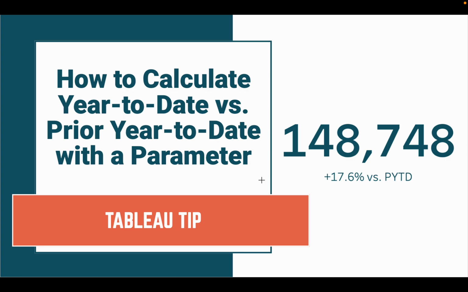In this tip, I'm going to show you how to calculate year-to-date versus prior year-to-date using a parameter. This question came up in a previous tip that I did that showed how to calculate year-to-date versus prior year-to-date, but in this case, we want to use a parameter so that the user can pick the date they want to compare to.